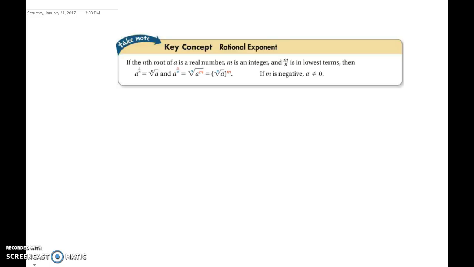So some problems, just like the adding and subtracting one we did before, where it looked like you couldn't do anything with it, some of these problems may look like you can't do anything, but when you rewrite them either out of a radical and as a rational exponent, then you can, and vice versa. So you just need to be able to rewrite from one form to the other.